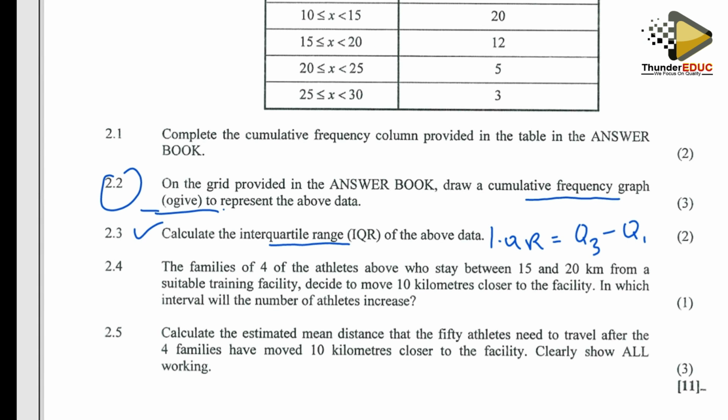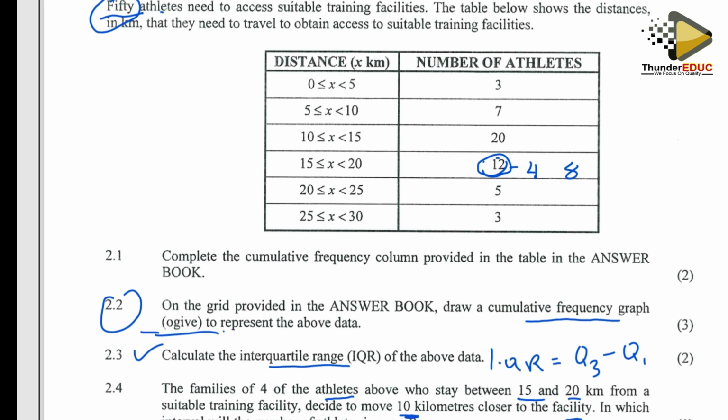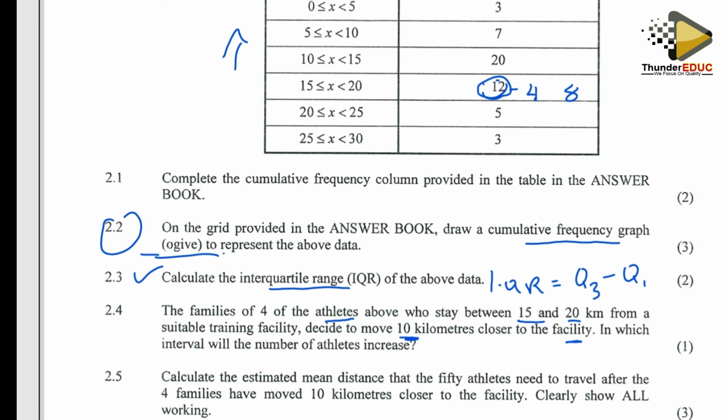And then 2.4, they are telling me that the families of 4 of the athletes above who stay between 15 and 20. Okay, so 4 people from this category. When I subtract 4, I'll be left with 8. So these people move to store training and decide to move 10 kilometers closer to the facility. So remember, the facility will be at a 0 distance. So when you move closer, it's like you're moving up the table. So from this, what is 15 minus 10?